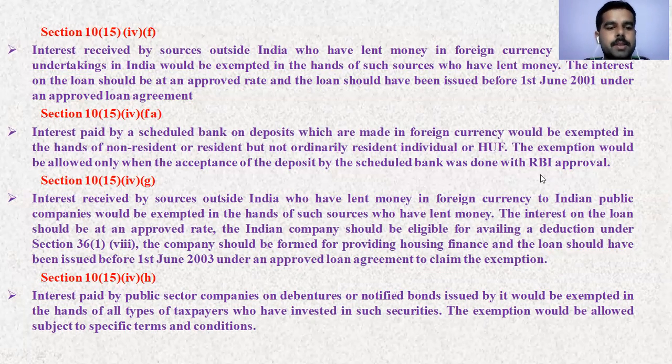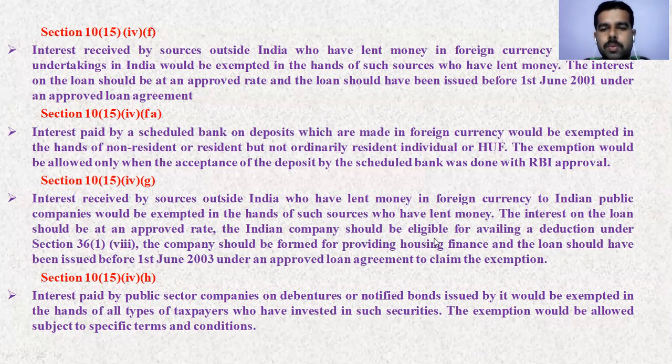Okay, the next, these are a few more sections. Interest received by sources outside India who have lent money in foreign currency to Indian public companies will be exempted in the hands of such sources who have lent money. Okay, you observe carefully, interest received by the source outside India. From outside India, you are getting some interest. On that interest also, it is fully exempted here. The interest on the loan should be at an approved rate. Again, approved rate, observe here.